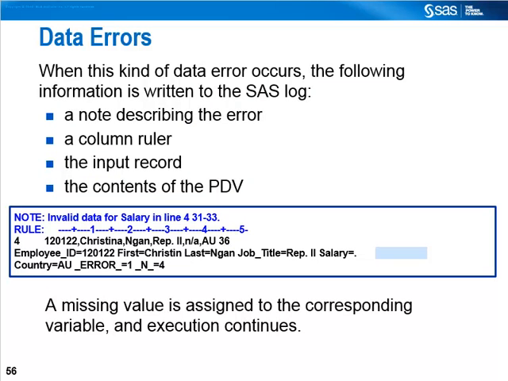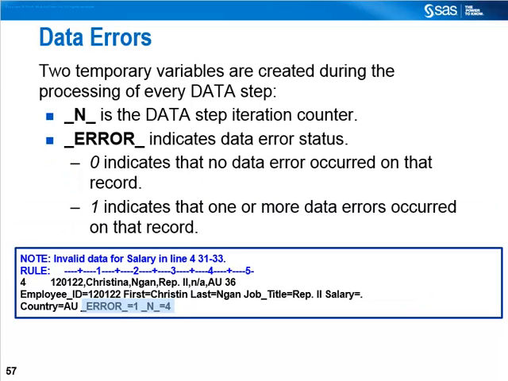Data errors. When we use data in a file with the input statement, we are likely to encounter data errors. When this kind of data error occurs, the following information is written to the SAS log: a note describing the error, a column ruler, the input record, and the contents of the PDV. Two temporary variables are created during the processing of every data step. _N_ is the data step iteration counter. _ERROR_ indicates error data status, where 0 indicates that no data error occurred on that record, and 1 indicates that one or more data errors occurred in that record.